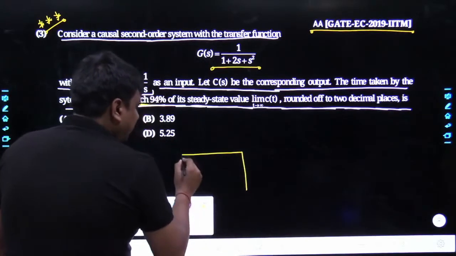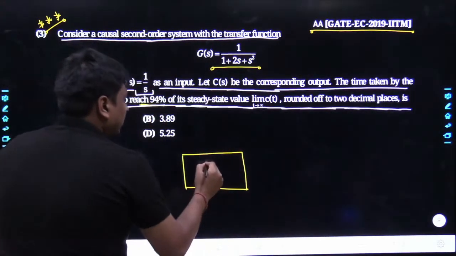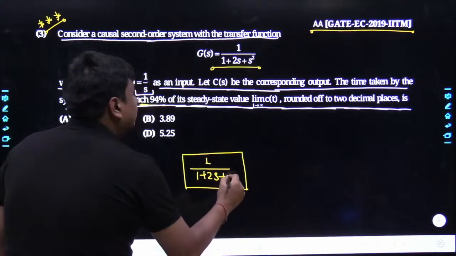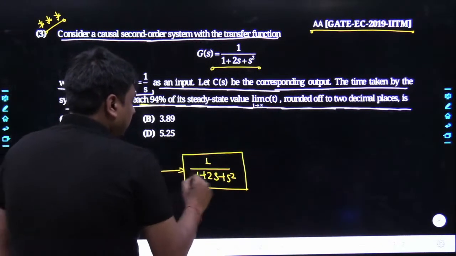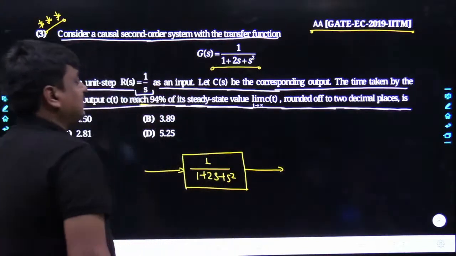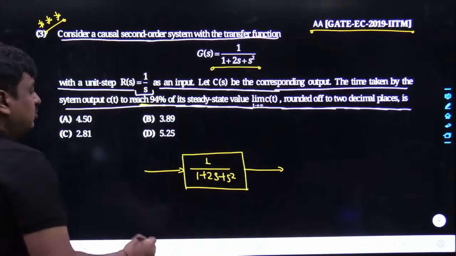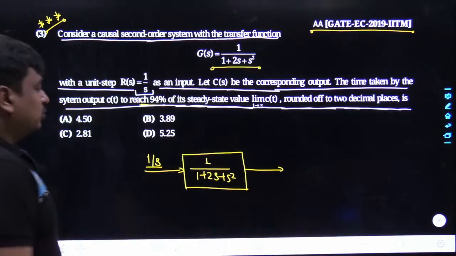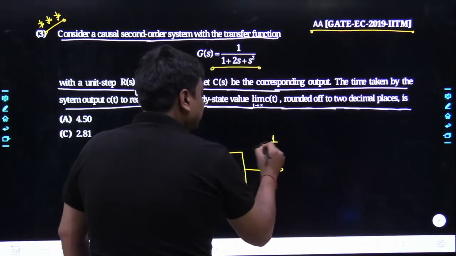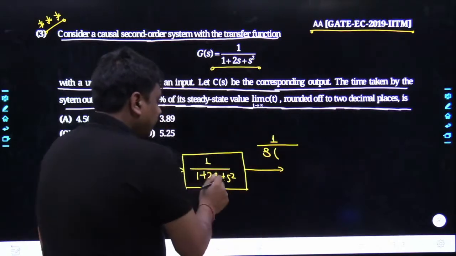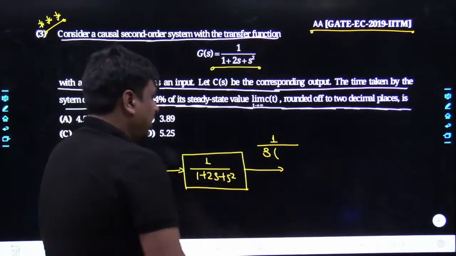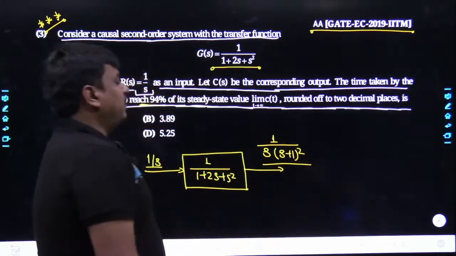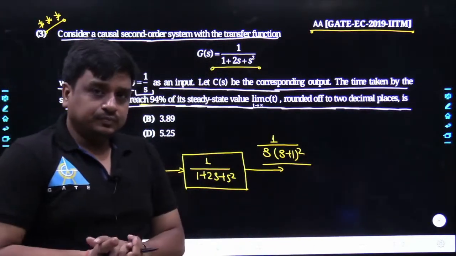The block is dedicated to the second order system, which is 1 divided by 1 plus 2s plus s square, and it is excited by a unit step input, which is also clearly given in this problem. So what would be the response? The response would be 1 upon s, and since 1 plus 2s plus s square is simply s plus 1 to the power of 2, it is 1 divided by s into s plus 1 to the power of 2.